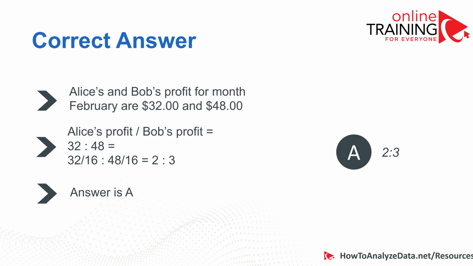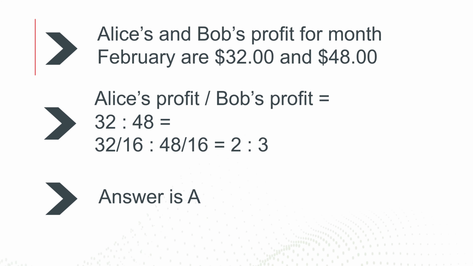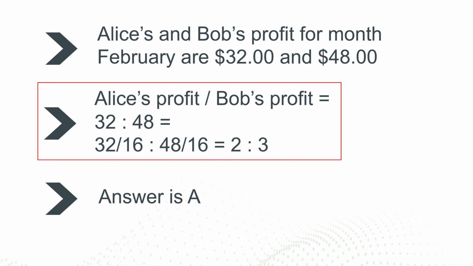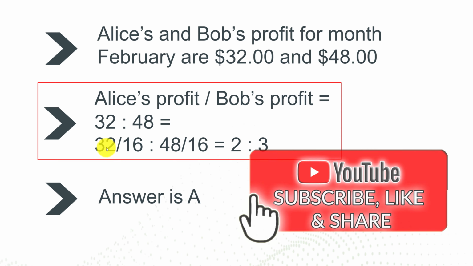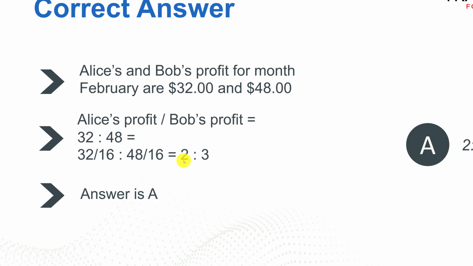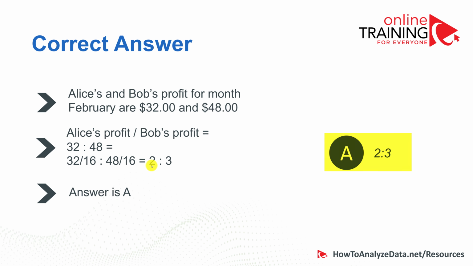Let's see how you can get to the right answer here. First, to get to the right answer, you need to identify Alice's and Bob's profit for the month of February, which is represented by amounts of $32 and $48. So the ratio of Alice's profits to Bob's profit is 32 to 48, which is an equivalent of 32 sixteenths to 48 sixteenths, which is an equivalent of 2 to 3. So the correct choice here is choice A, 2 to 3.